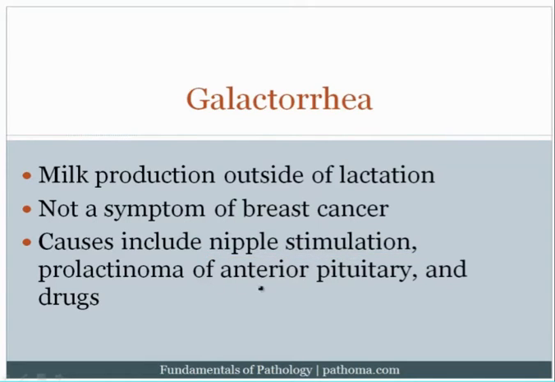Also, a prolactinoma of the anterior pituitary, which would produce prolactin, which would then get into the blood, hit the breast, and then cause it to produce milk. That could result in galactorrhea. And finally, we can see galactorrhea as a consequence of a side effect of some drugs. And so these are the few important causes to be aware of concerning galactorrhea. And that closes off our introduction, and we're going to move to inflammatory conditions in the next section.